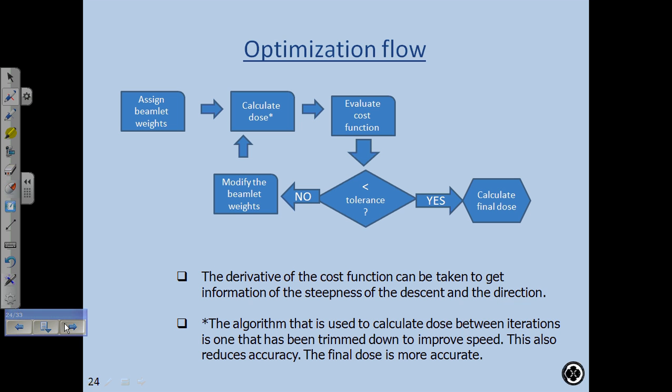Okay. Is it within tolerance? Did you hit your tolerance based on the table values? Yes. Then calculate the final dose. No, it's not within tolerance. Modify the beamlet weight. Calculate it again. Now, every time it's doing this, there's a little star here.